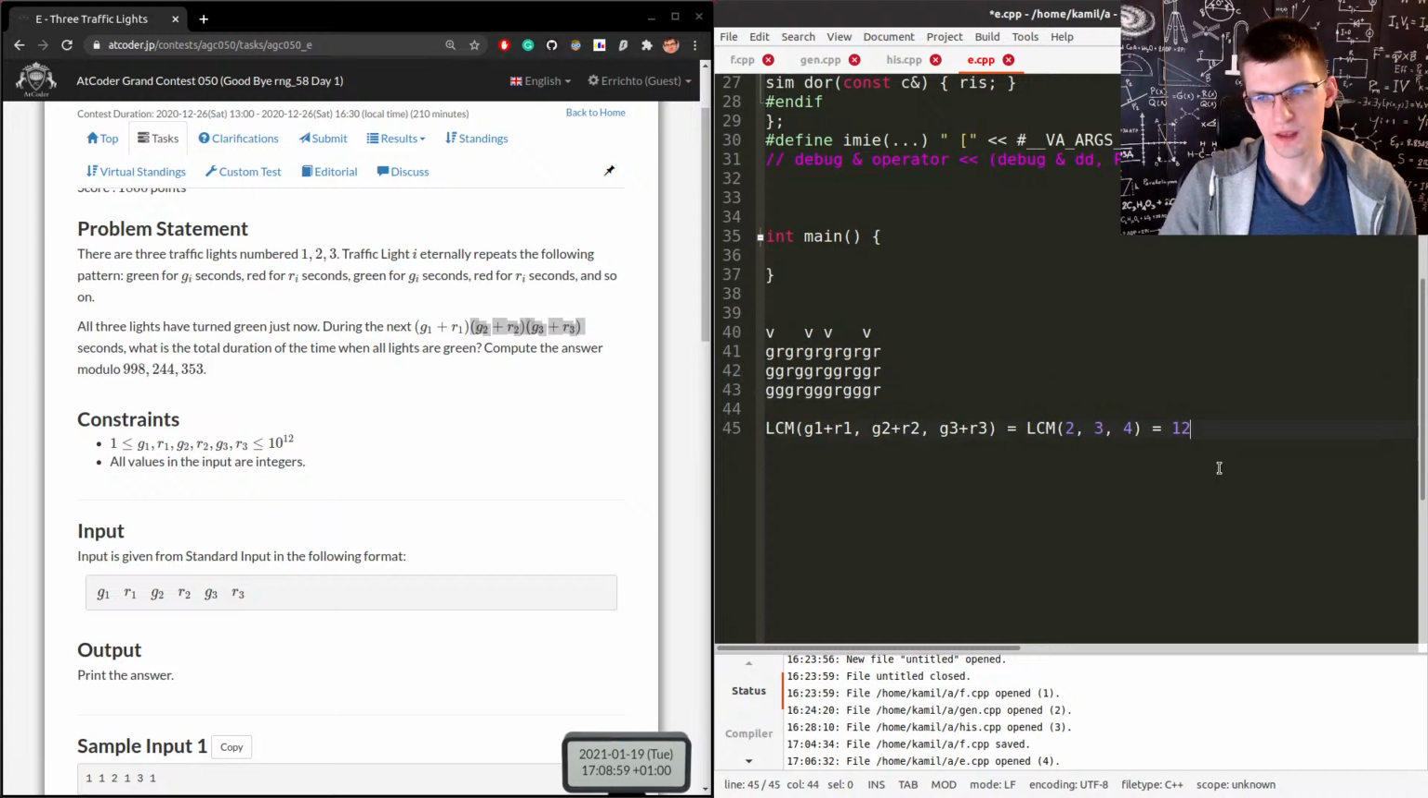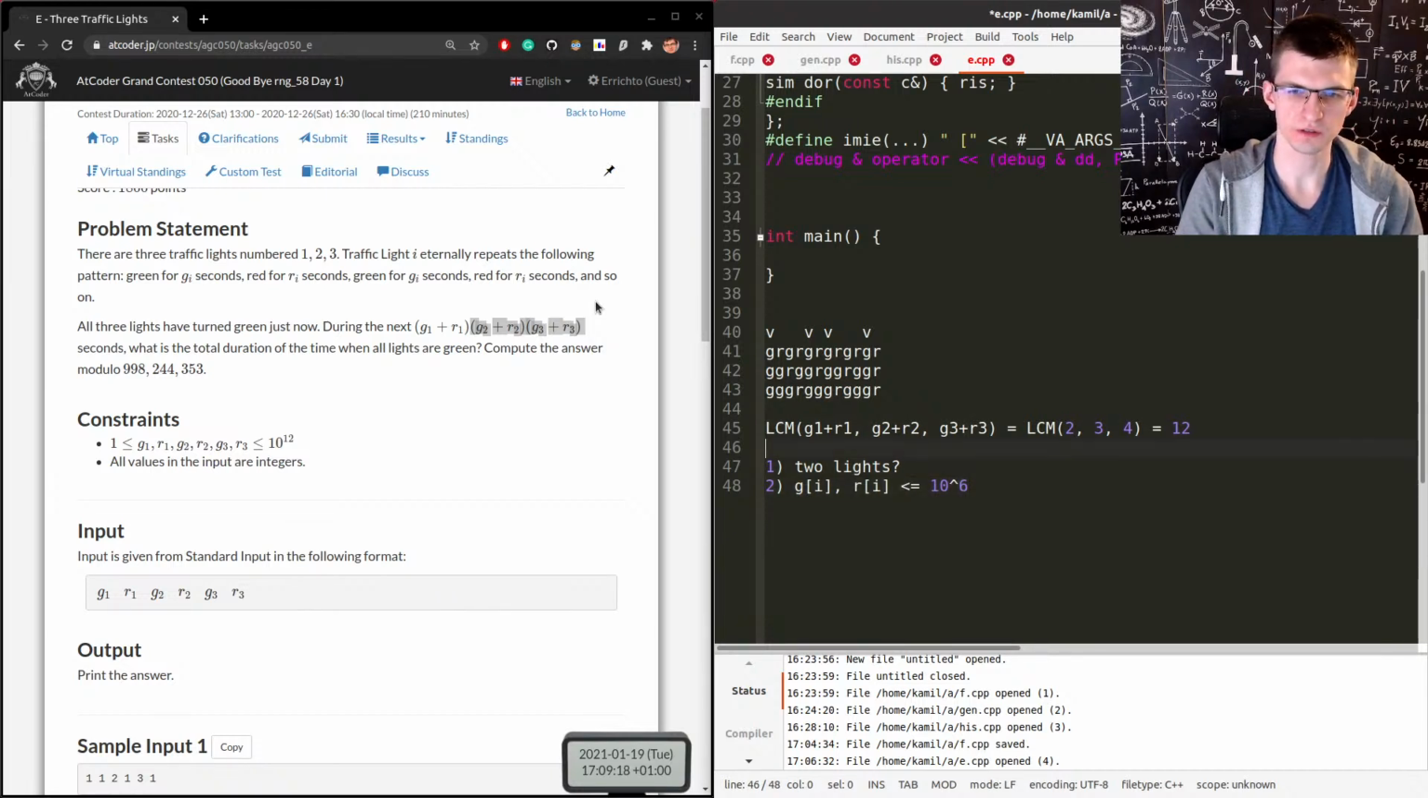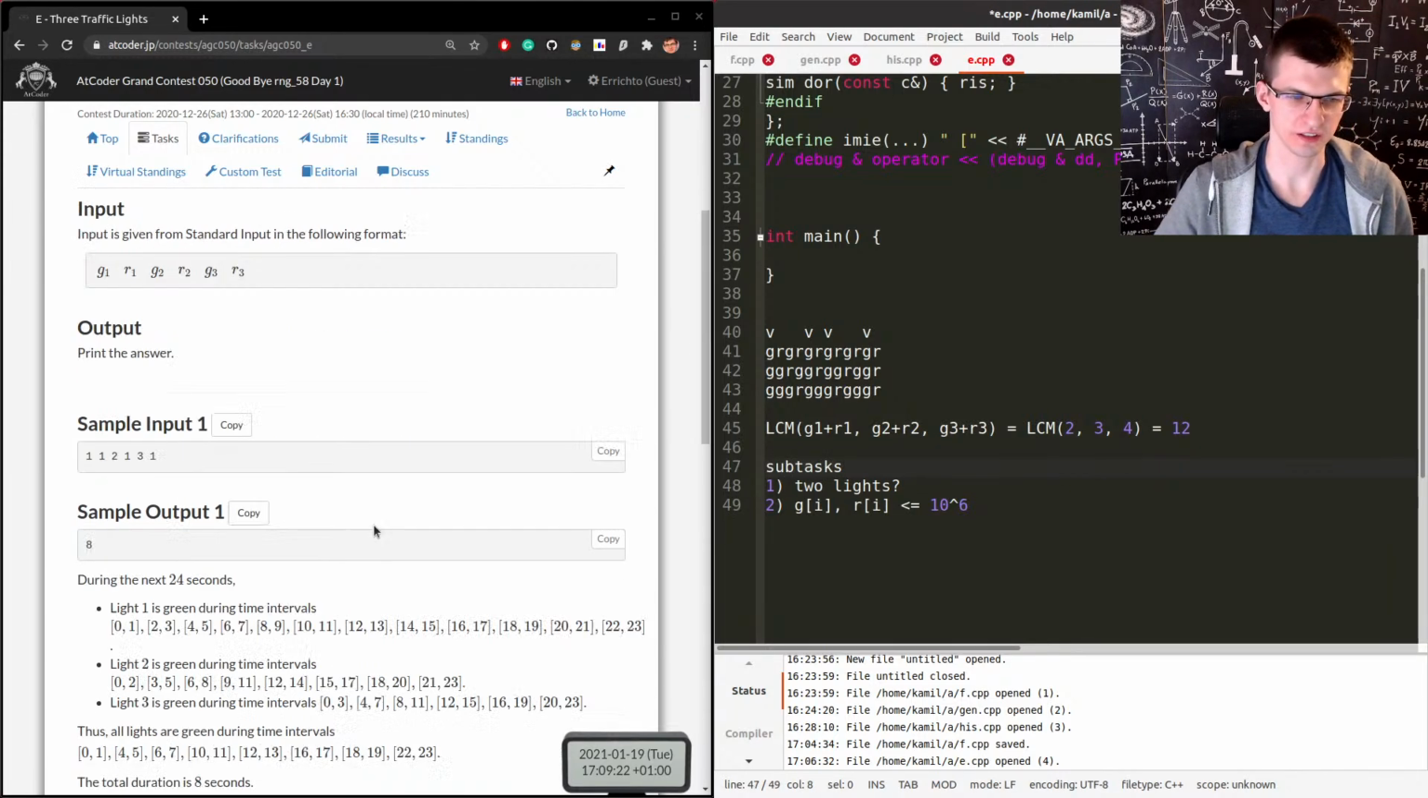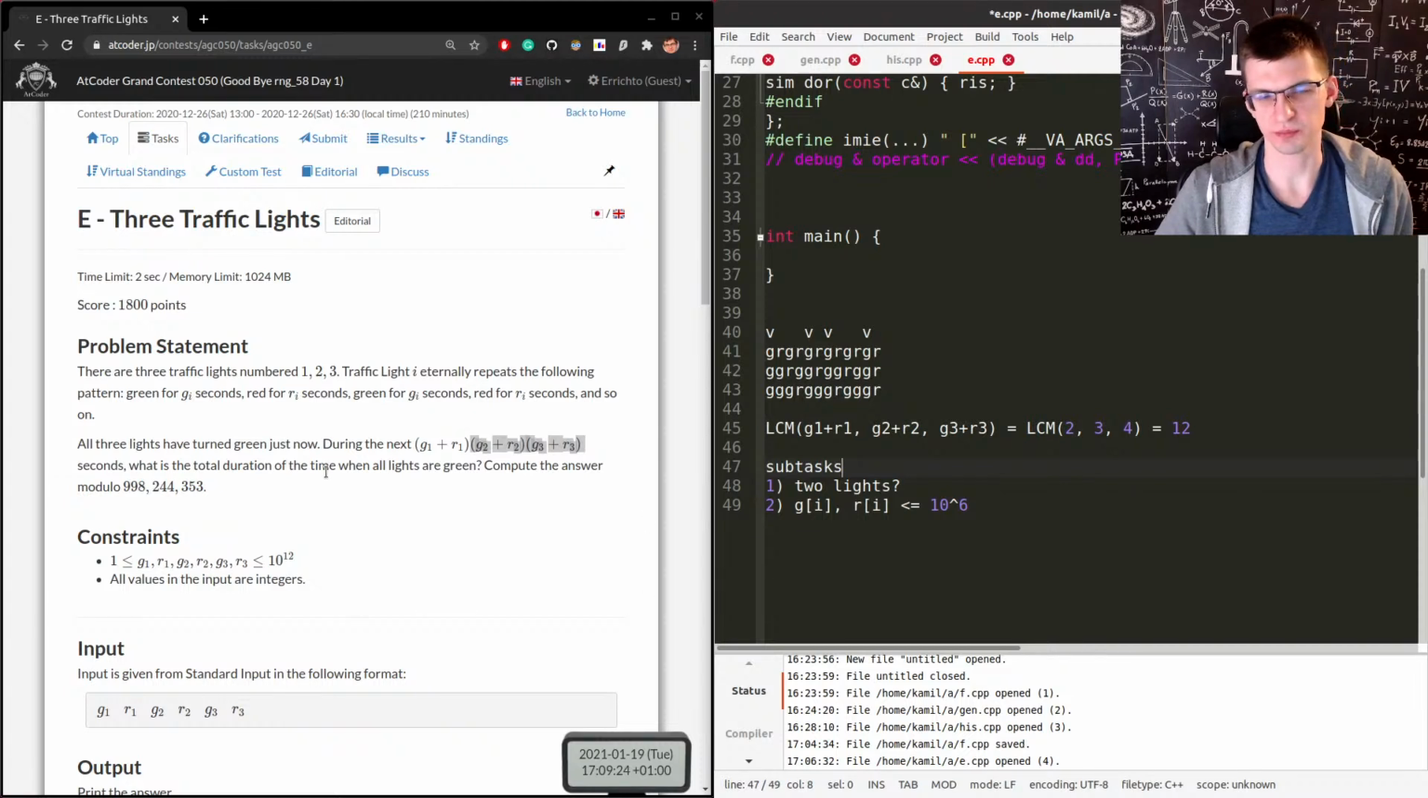All right. Two things I might try are ideas for subtasks. What happens if there are 2 lights, and also if constraints are up to only 10 to the 6th power. Those are 2 subtasks, maybe. It's not that they said those are subtasks, but if a problem is hard, you need to think about its easier versions.